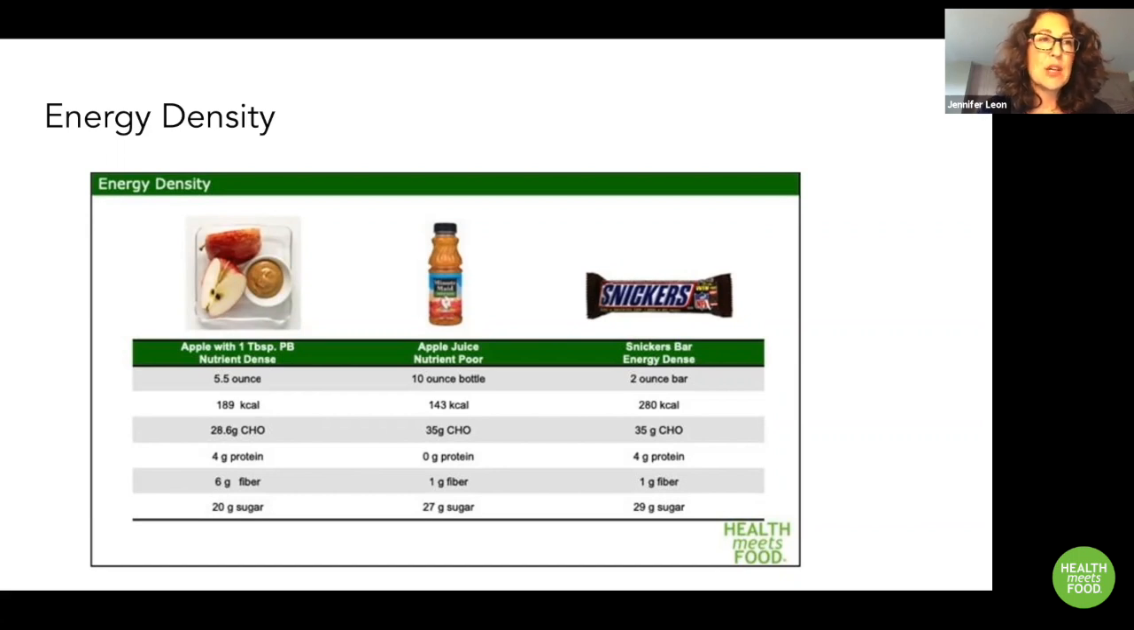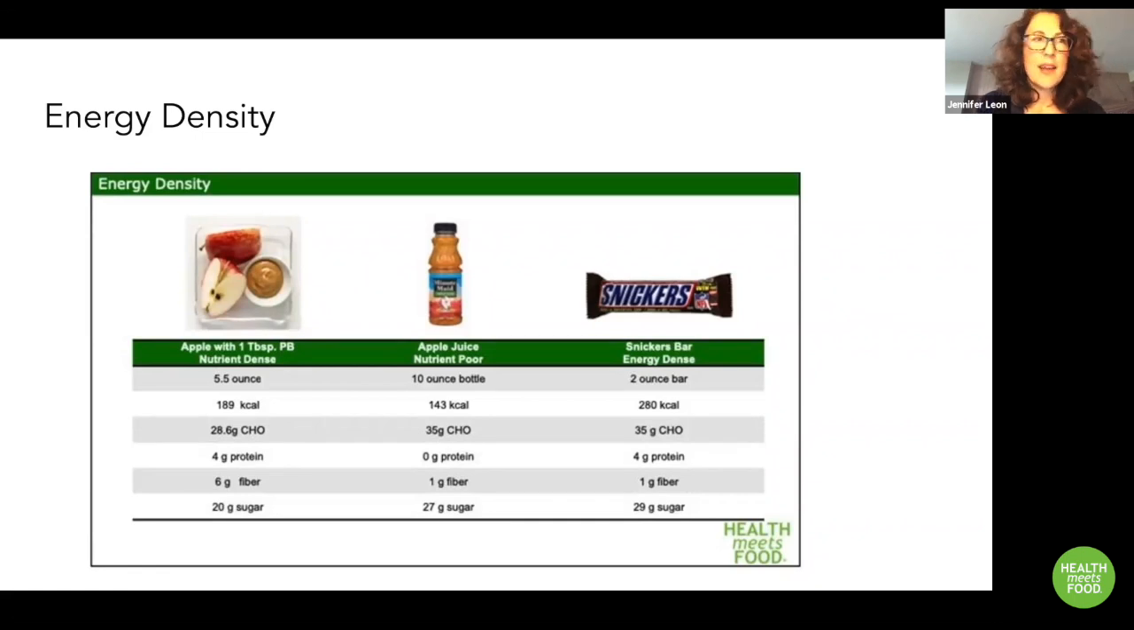While the apple juice is a little bit lower in calories than the apple with peanut butter, it is much lower in fiber, has no protein and is higher in sugar. So this is nutrient poor. It also is not going to keep you full very long because there's no fiber or protein to keep it in your system to give you that satiating feeling. So I like to explain this concept of a piece of whole fruit plus a heart healthy fat is going to be healthier and keep you fuller for longer than juice or a candy bar.